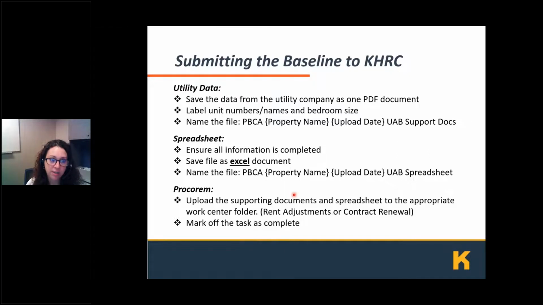And then your spreadsheet. I think this is the only document that we do not want as a PDF. And that's because we need to get in there and look at it and make some comments. So make sure your information is all completed, save it as the Excel document, and then again, you're going to upload that into Procorum as UAB spreadsheet. All right, so after you've uploaded these into Procorum Work Center, make sure it's in the right folder if it's for your rent adjustment or for a contract renewal. If you're not sure, give us a call. We can walk that through with you, and then mark that task off as complete.